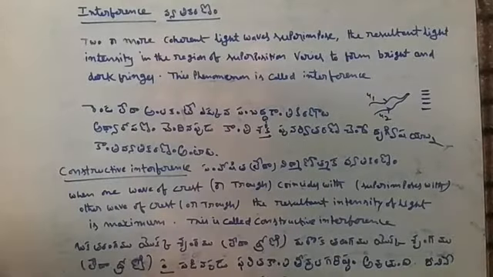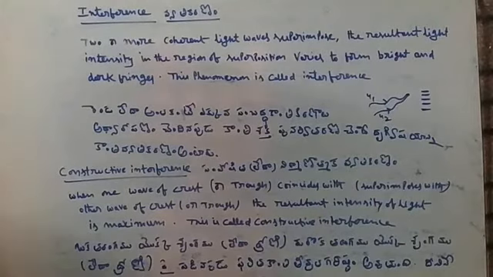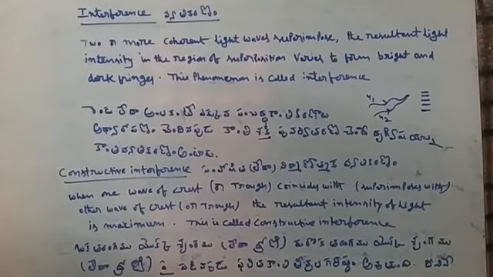Two or more coherent light waves superimpose. The resultant light intensity in the region of superposition varies, means changes, to form bright and dark fringes. This phenomenon is called interference.